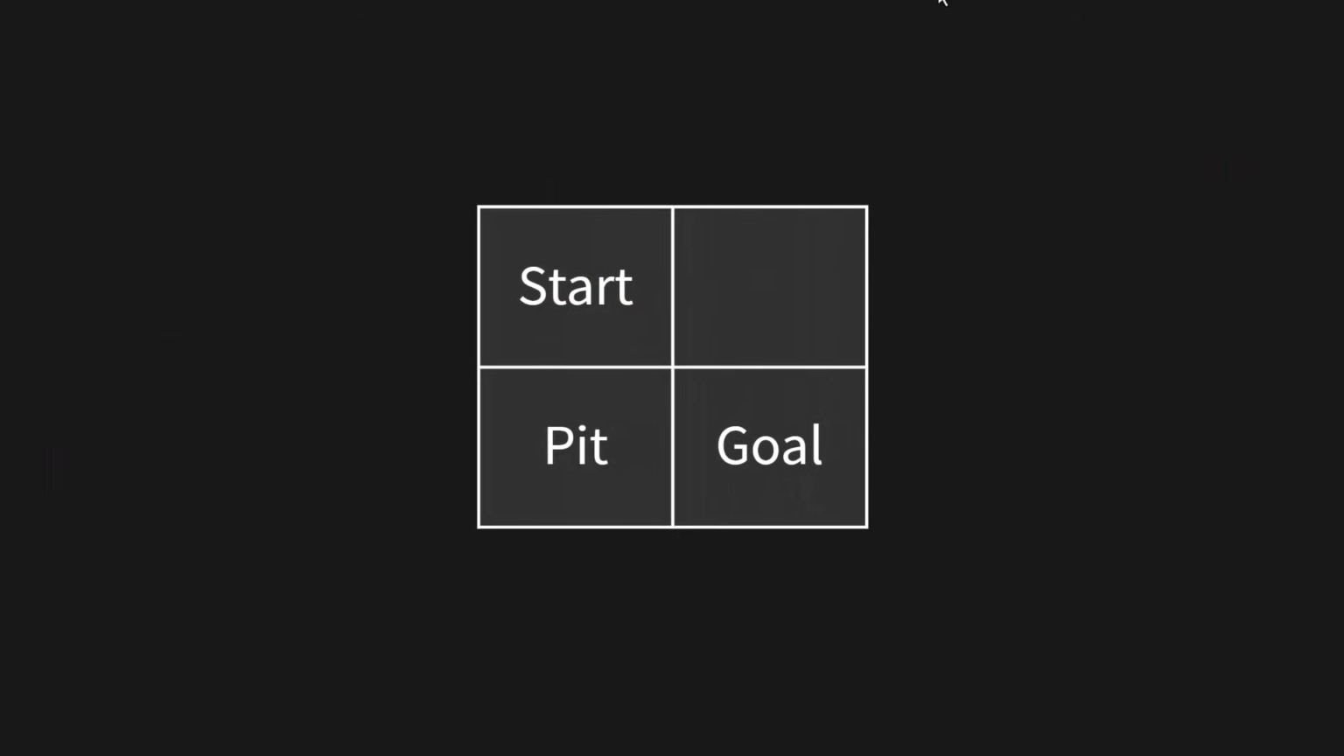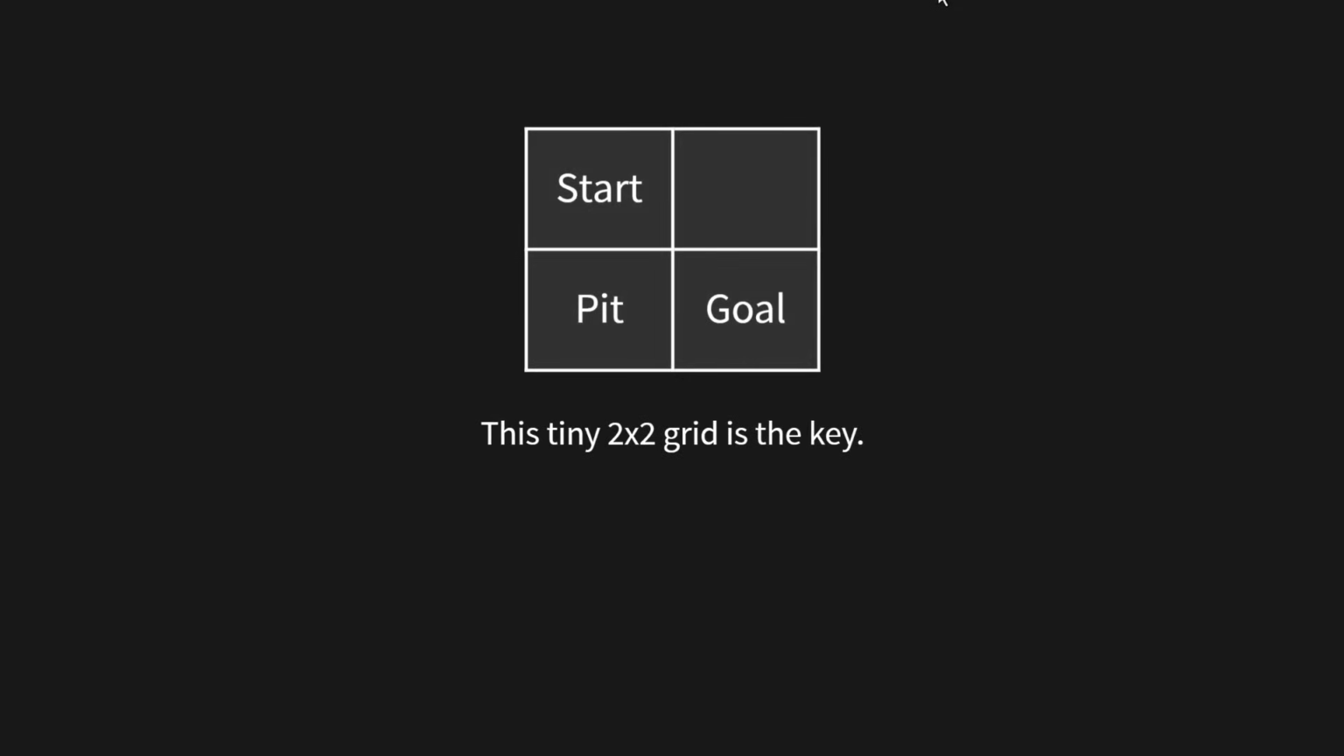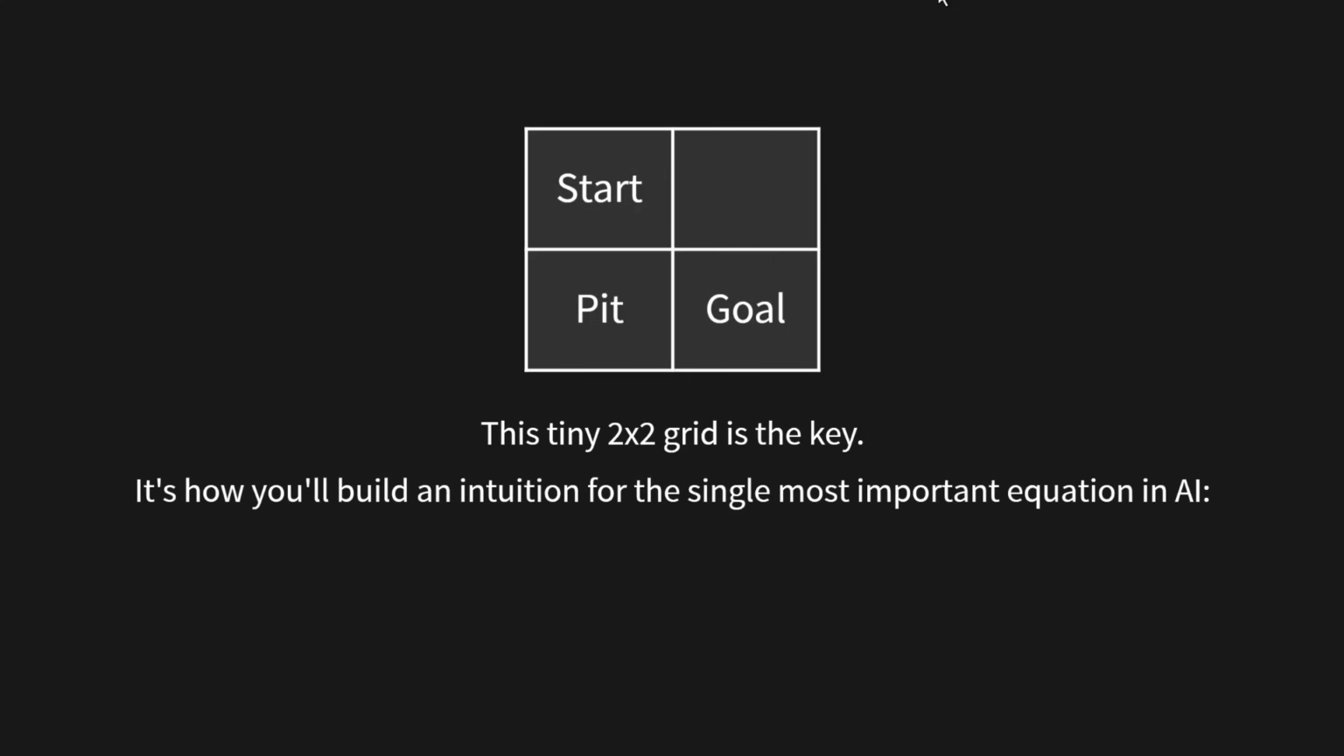It all starts right here, with this. Look at this little grid on the screen. It's tiny, right? Just 4 squares. A start, a pit, and a goal. This simple little maze is the key to everything. By the end of this series, you'll have used this exact grid to build an unshakable intuition for the single most important equation in all of AI, the Bellman Equation.